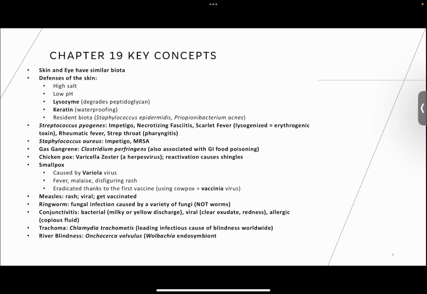Conjunctivitis is inflammation of the conjunctiva, so our protective layers of the eye. This can be bacterial in origin. If it is, it'll have a milky or yellowish discharge. With viral and allergic, we have clear fluid that'll be exuded from the eye tissues, and all of these are going to have redness associated with them. We typically call this pink eye.